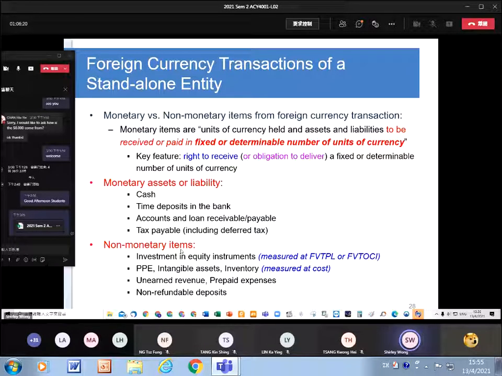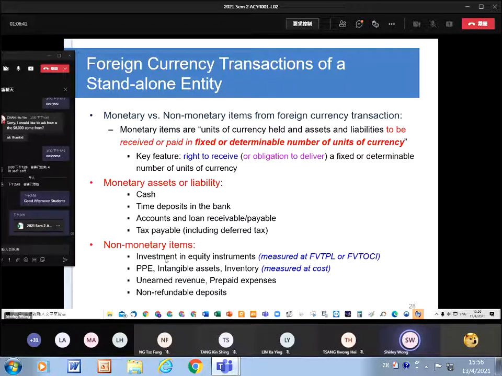Why is it a non-monetary item? Because when you buy the investment, you debit investment and credit cash, and you know how much you are going to pay. However, as you carry on, the investment amount will go up and down, and finally when you sell it, you do not know the exact amount. The amount is not fixed. It depends on the fair value on the day you sell it.